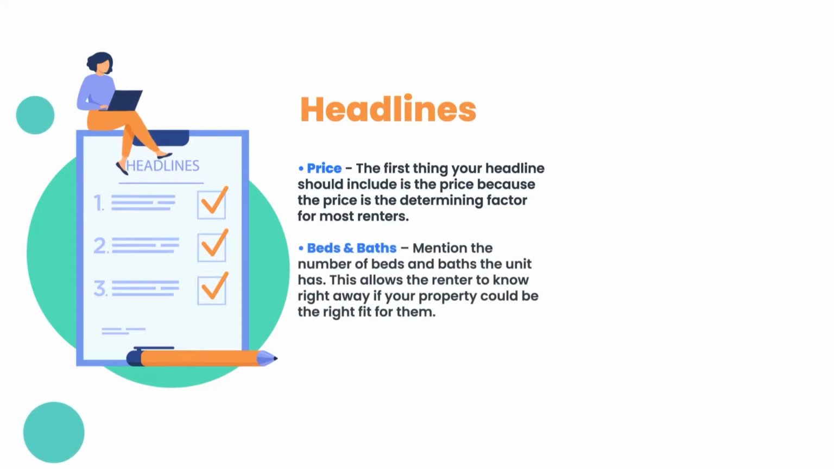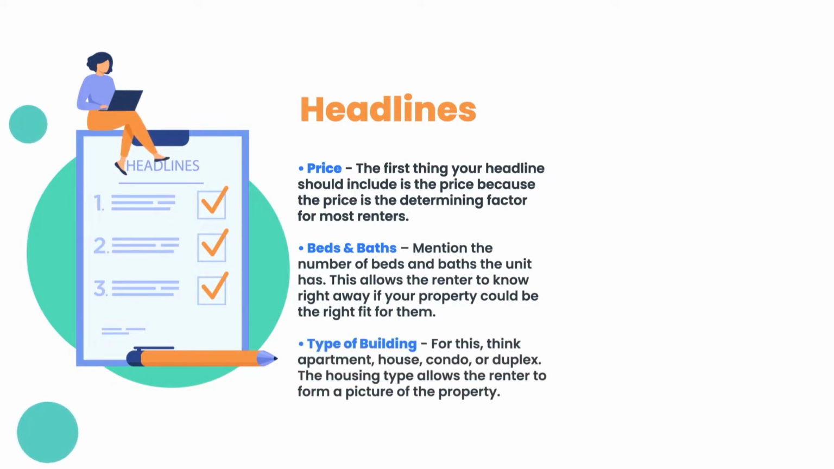Beds and baths. Next, you should mention the number of beds and baths the unit has. This basic information allows the renter to know right away if your property could be the right fit for them. Type of building. You should also specify the type of building. For this, think apartment, house, condo, or duplex. The housing type allows the renter to start forming a picture of the property.